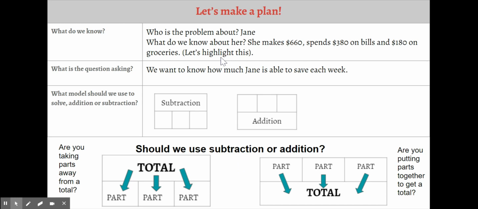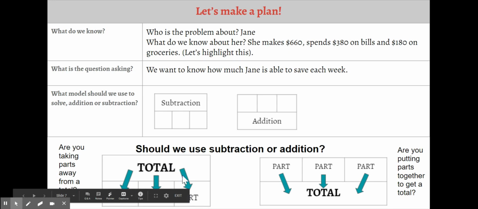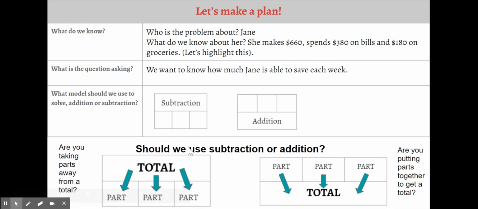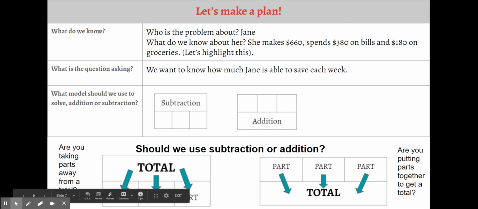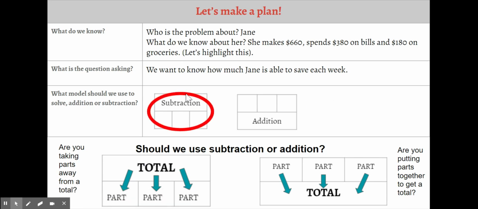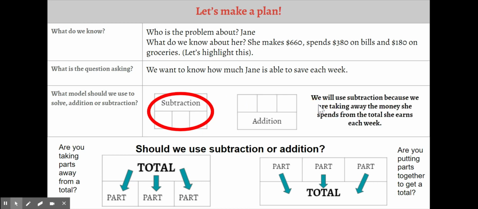Since we know that spending, if she's going to spend something, that means she has to take it away from what she has started with. So she's going to take away what she spends on her bills, and she's going to take away what she spends on her groceries and take away what she wants to put into her savings, that tells us that we're going to use subtraction. We're using subtraction because she's taking away the amount she spends from her total she earns each week.